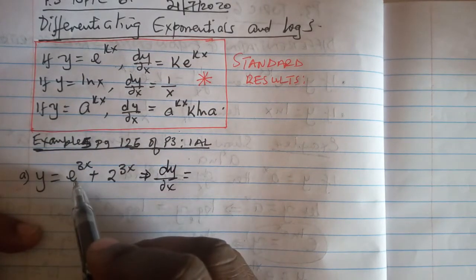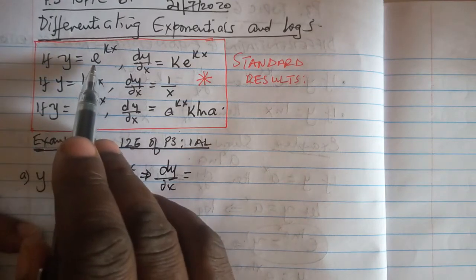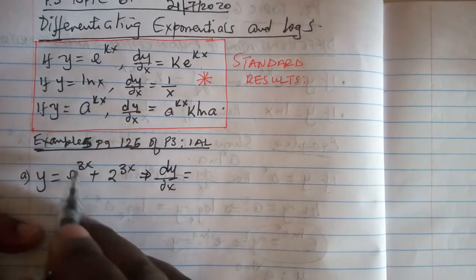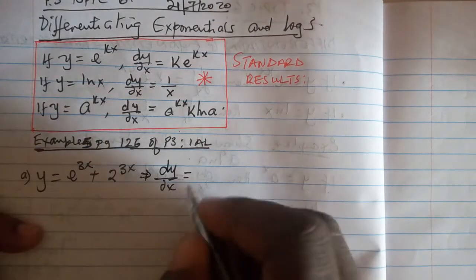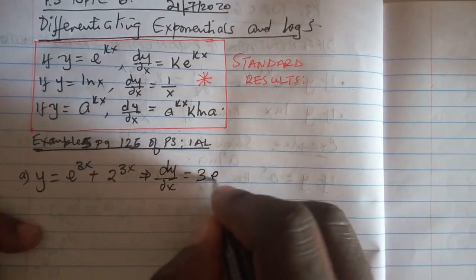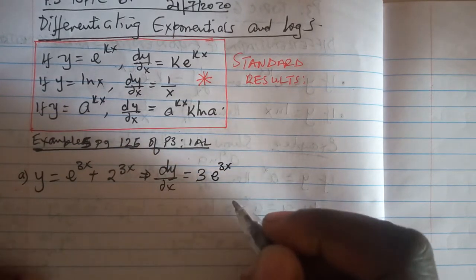If you look at this first term, it is in the first format, whereby the dy dx is k e raised to power kx. So it goes without saying our k is 3. So we have 3 multiplied by e raised to power 3x, and that is it.